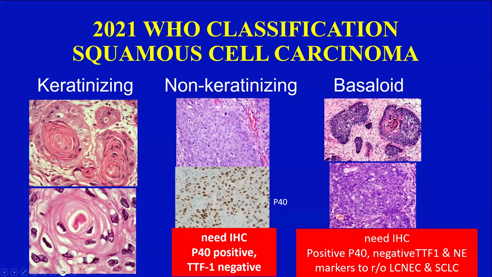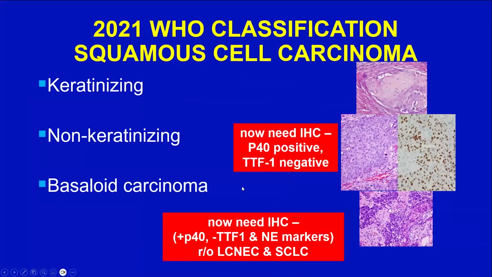Same is true for basaloid squamous cell carcinoma. Sometimes you see some keratinization, but most of the time you do not. So you need here a positive P40 and negative TTF1. And if the P40 is negative, you need to also think about neuroendocrine tumors.